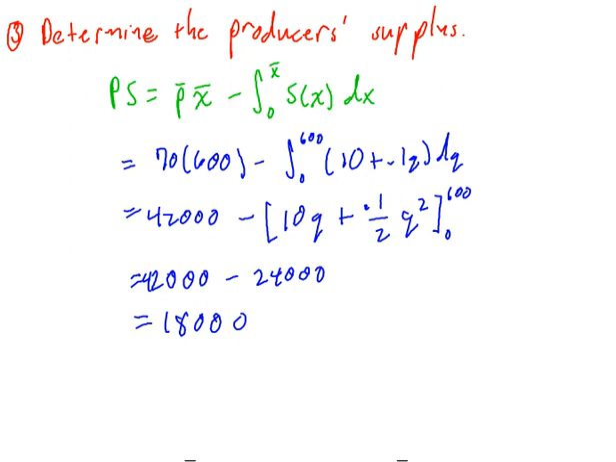Again, this is an example where we are finding the consumer and producer surplus under market equilibrium. So we first had to figure out the equilibrium price and quantity. For some other problems, they may give you those values, so you would not have to go through the first step.